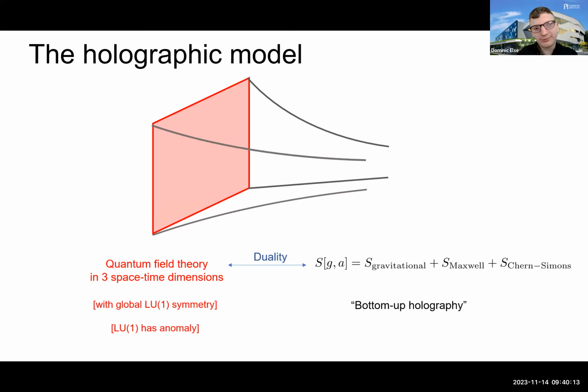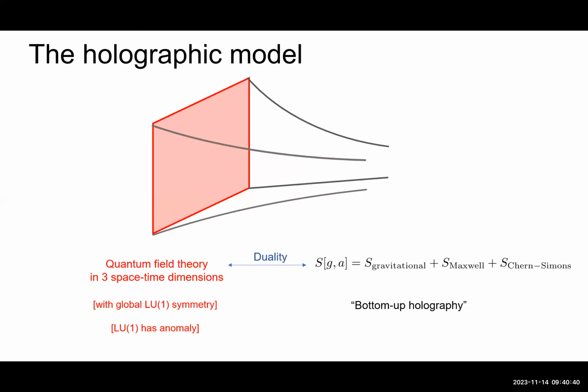So basically, I've pretty much defined what the model is. The bulk action is the usual gravitational action for the metric, plus the Maxwell term that I defined, plus the Chern-Simons term. And I don't claim that I can derive that action from some string theory or anything. I'm just going to postulate that that's the effective action for the bulk theory, and then say, what does that imply about the dual quantum field theory?